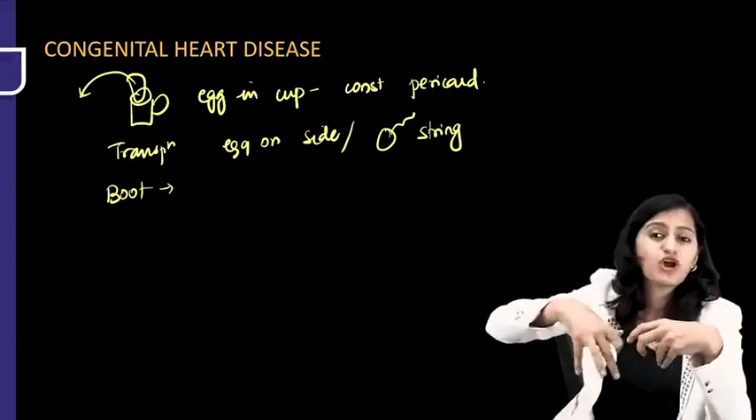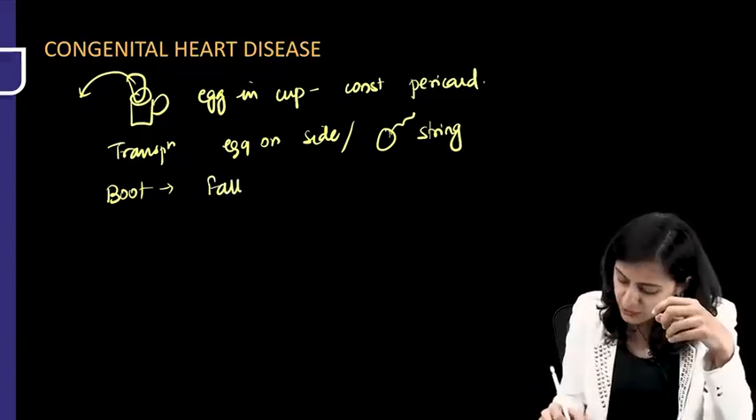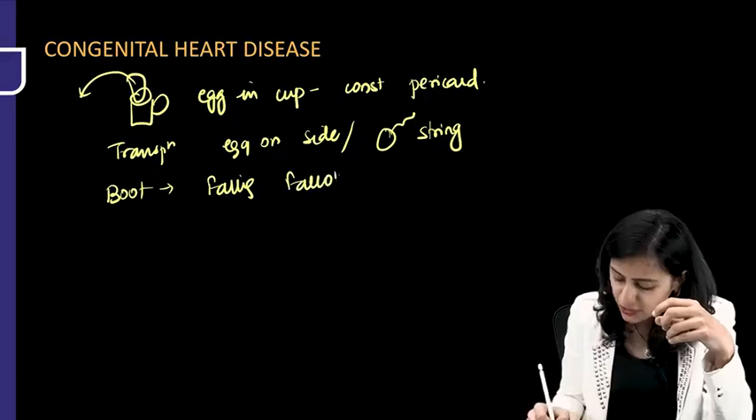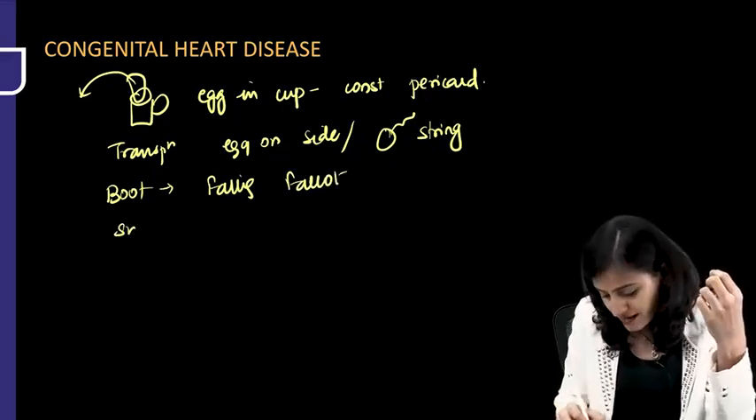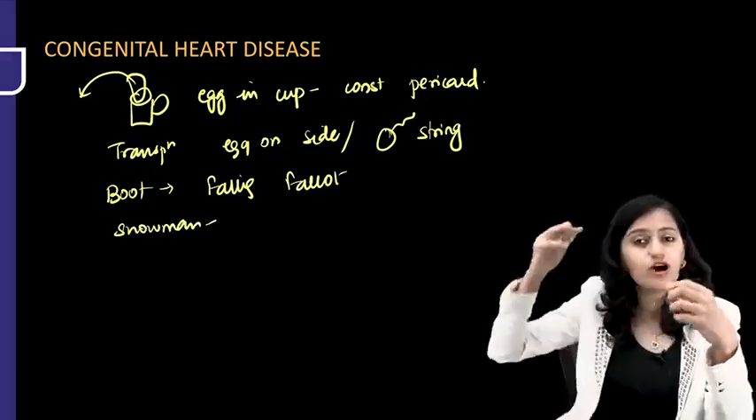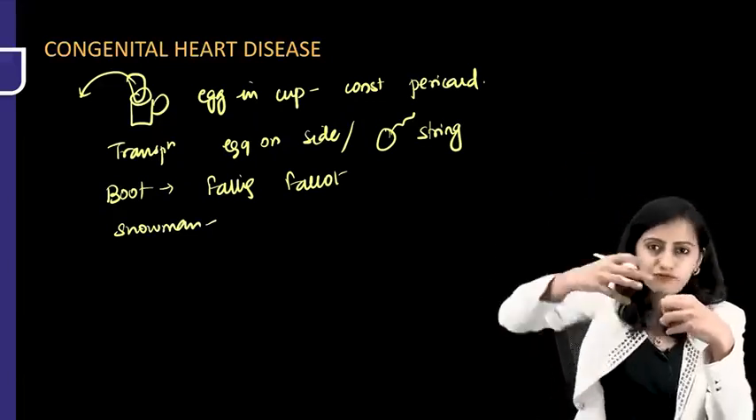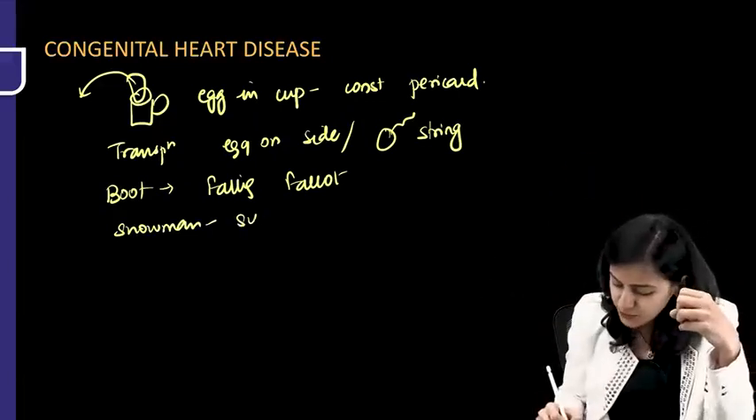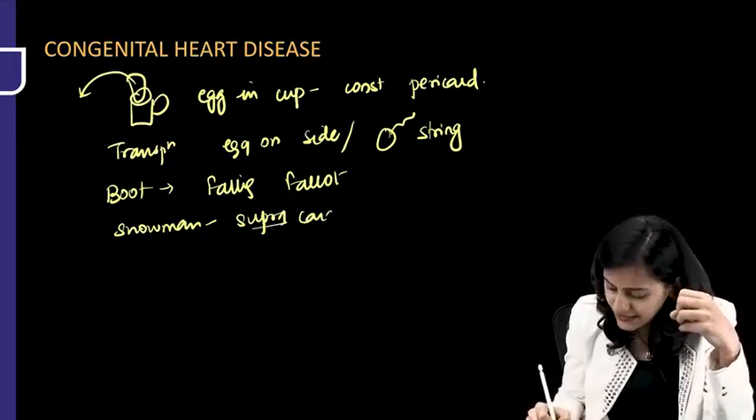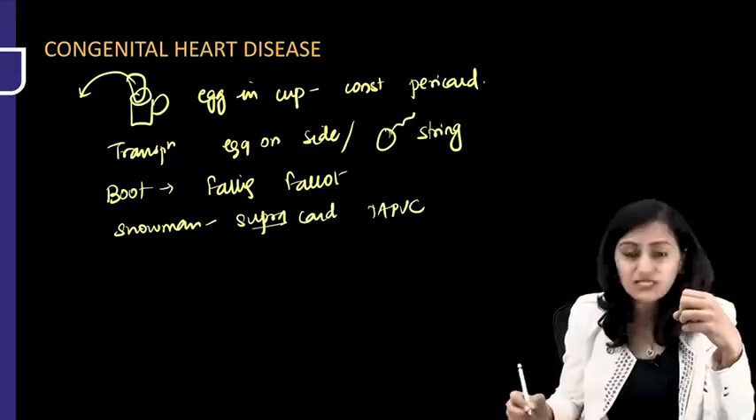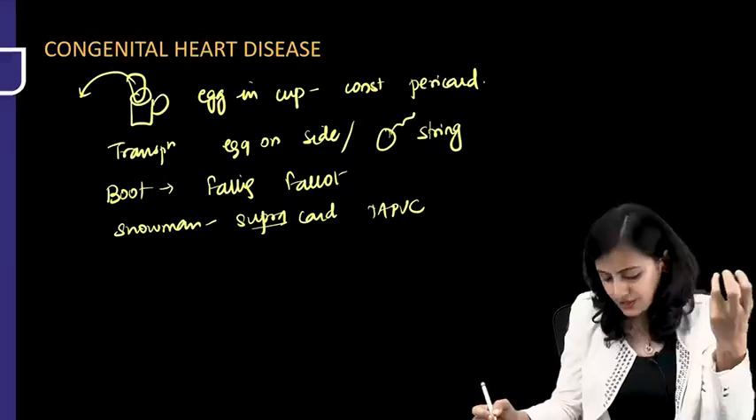Imagine a boot which is falling. So that is falling boot, that is phallostetrology. Where do we get the snowman heart? From where does the snow fall? Snow comes from above, not from below. So remember supra, snow is supracardiac, TAPVC, total anomalous pulmonary venous connection.